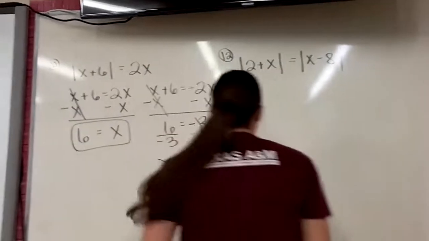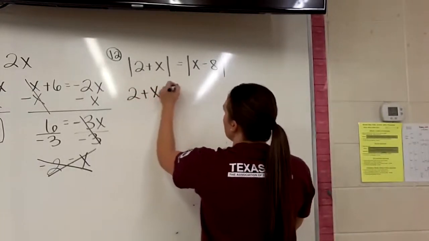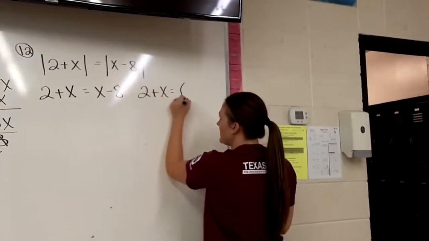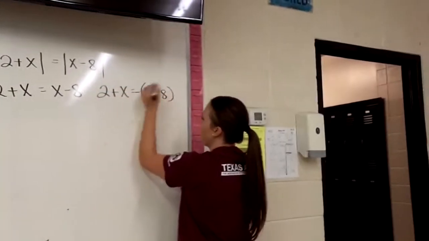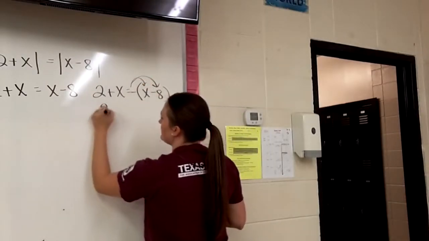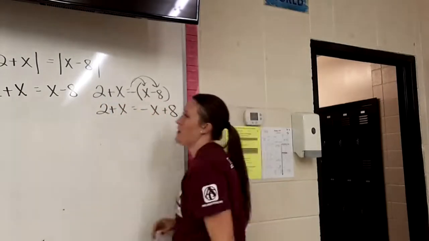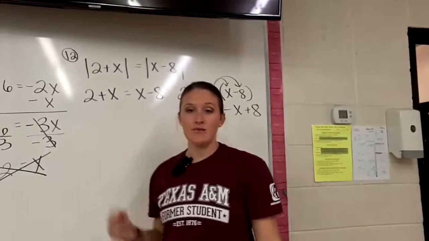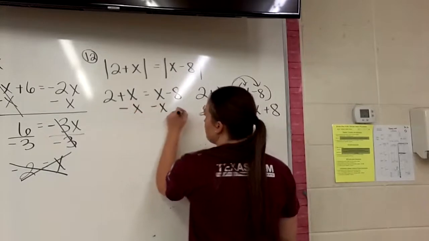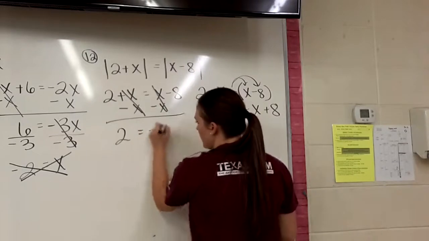Okay. Let's come over here to number 12. So I have the absolute value of 2 plus x equals x minus 8. And then I have 2 plus x equals a negative times x minus 8. So I distribute that, and we get 2 plus x equals negative x plus 8. Okay, first thing we always do is get those variables together. So on this one, it doesn't matter which one we move. I have 2 equals x minus x also cancels, minus 8.